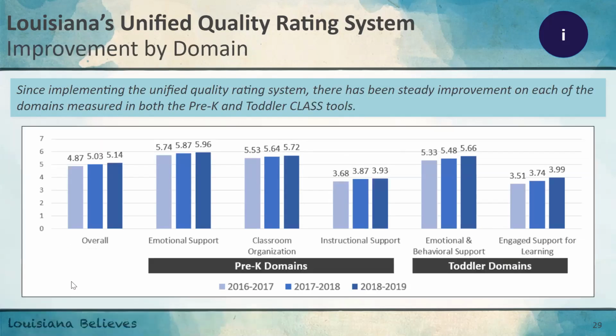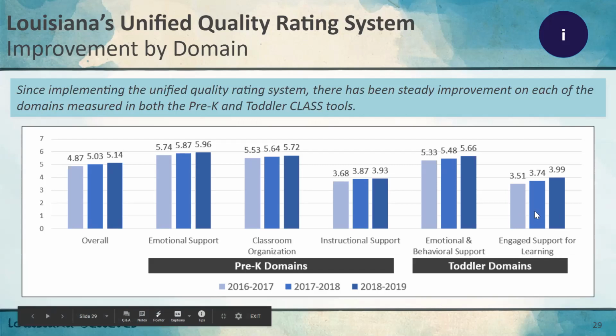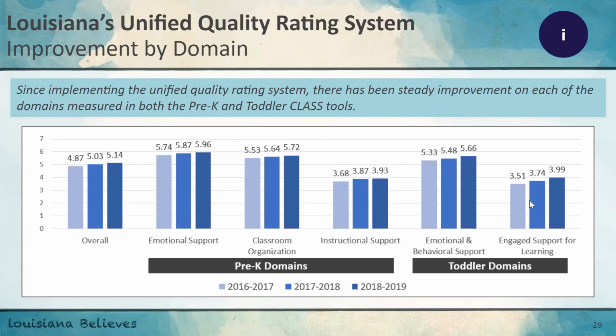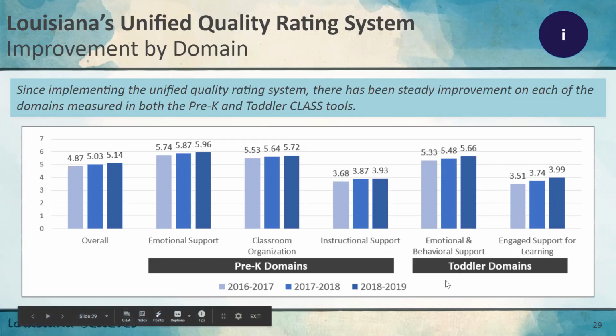Similarly, if we look at the data at the domain level, so looking at the domains of the class tools over the course of time, we see that there has been improvement in the average domain score on each domain within both the pre-K and toddler class tools. And really where we're seeing the greatest gains is in the toddler domains, which is really exciting. And specifically where we've seen the most dramatic gains is in the engaged support for learning domain, which is the instructionally focused toddler domain. Of course, you'll also notice that that was the lowest scoring domain in 2016, 2017. So there was the most opportunity for growth there, but we're really excited that we've seen that steady and incremental growth each year in that domain and others.